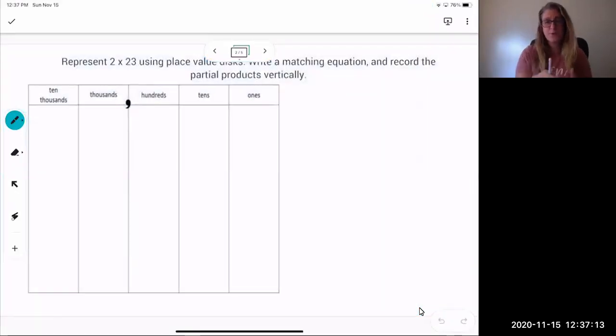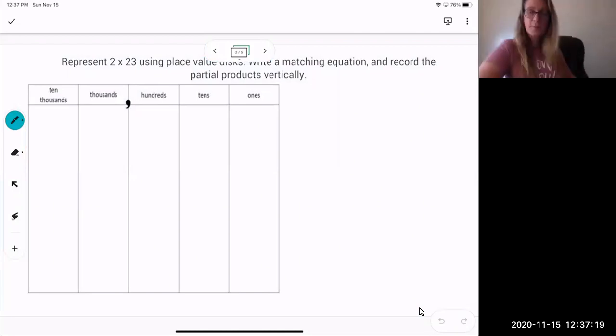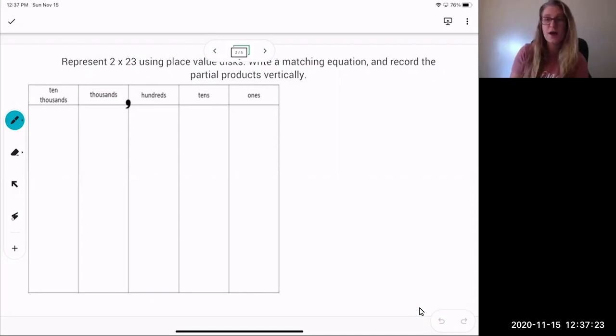Okay, so the first problem that we're going to do is 2 times 23. Okay, so each problem, I'm going to walk you through it just like you would need to do it on your practice slides. Okay, so make sure you're paying very close attention because I'm going to show you 4 problems showing you exactly how I'm expecting you to be doing these problems using your place value chart. Okay, we are practicing our partial products.